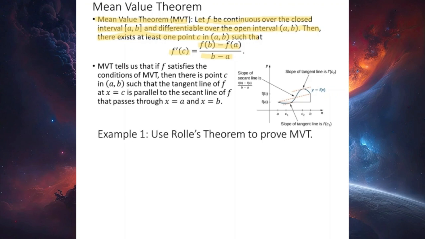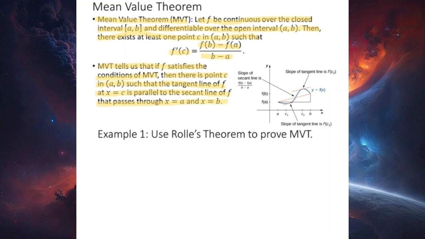If we do add the condition that f(a) equals f(b), then our numerator would become 0, meaning we would have the conclusion f prime of c equals 0, just like Rolle's theorem. So mean value theorem is just a generalization of Rolle's theorem. As for the interpretation of mean value theorem, the mean value theorem tells us that if f satisfies the conditions that we listed in the mean value theorem, then there is a point c in (a,b) such that the tangent line of f at this point x equals c is parallel to the secant line of f that passes through our endpoints at x equals a and x equals b.